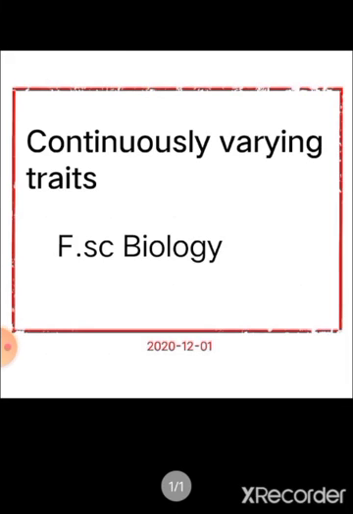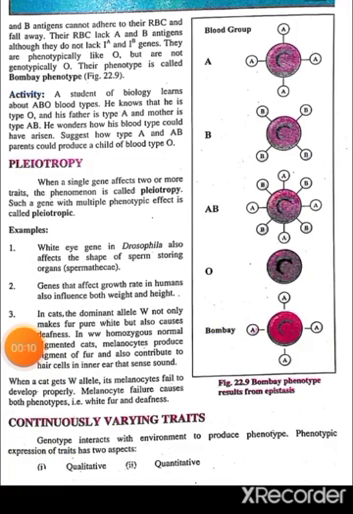Our next topic: continuously varying traits. Genotype interacts with environment to produce phenotype. Phenotypic expression of the trait has two aspects, qualitative and quantitative. Two aspects of expression of a trait. The first one is the qualitative and the second one is the quantitative.